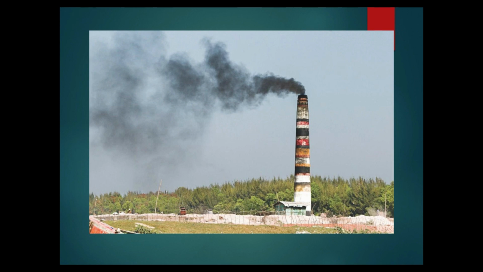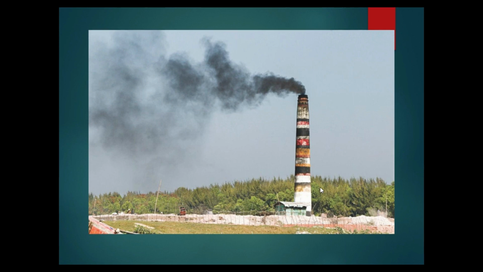What do we see in this picture? We see a big pipe and black smoke is emerging from the pipe, and we see some bricks, and there are some trees. What can this place be? Yes, this place is a brick kiln.